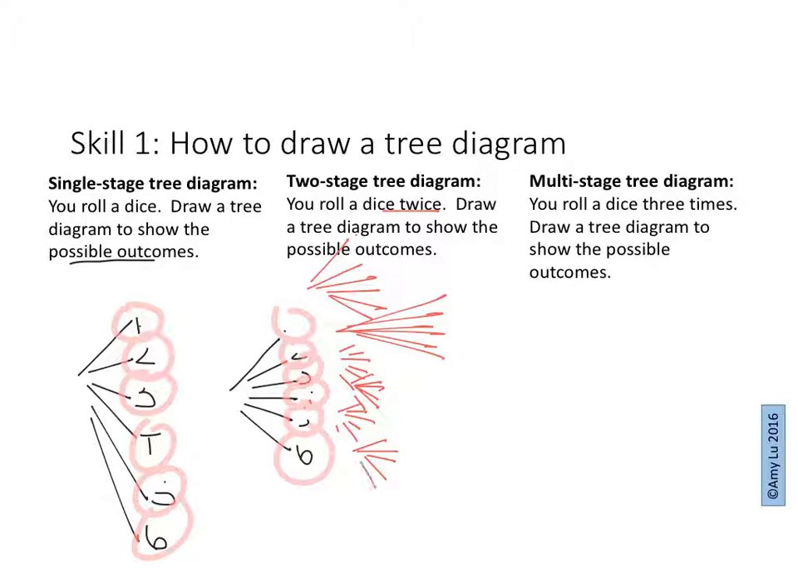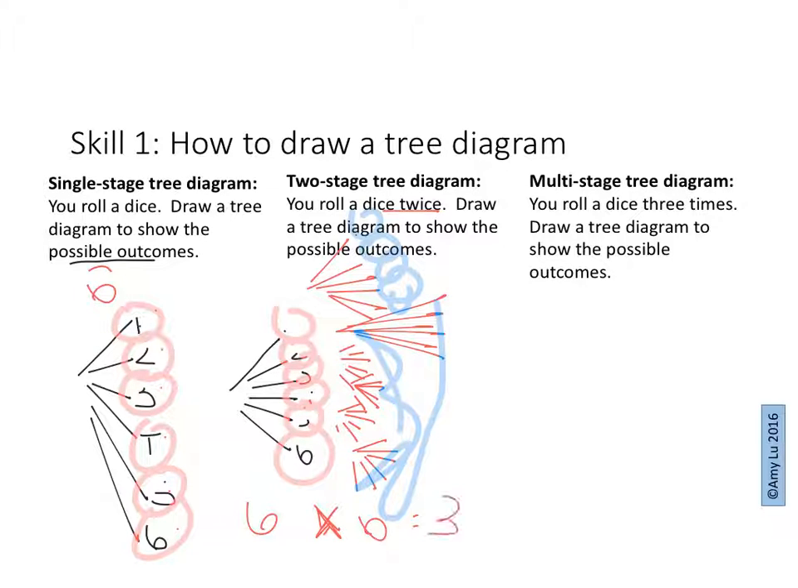So a 2-tiered tree diagram has 2 layers of branches. You have the first layer, which is highlighted in red, and then you have your second layer, which is highlighted here in blue. To find out the total number of results, in the first stage, we have 6 outcomes, because 1, 2, 3, 4, 5, 6, there are 6 outcomes. And in the second stage, since we have 6 the first time and 6 the second time, you have a total of 36 possible outcomes, because 6 times 6 makes 36.